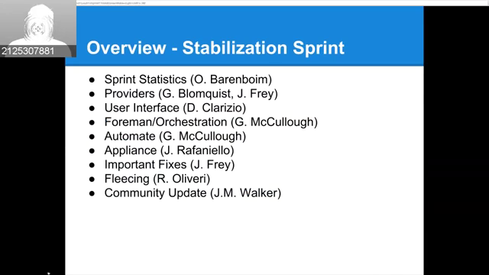So I'll give the sprint statistics. Greg and Jason will talk about the providers. Dan's going to give us an update on the UI. Greg is going to give us an update on Foreman, Orchestration, and Automate. Joe's going to give us an update on the Appliance. Jason's going to talk about some other important fixes. Rich is going to talk about Fleecing. And John Mark's going to give us an update on the community. Next slide.